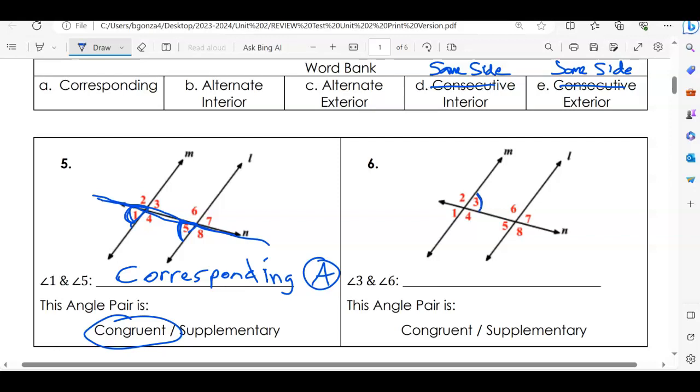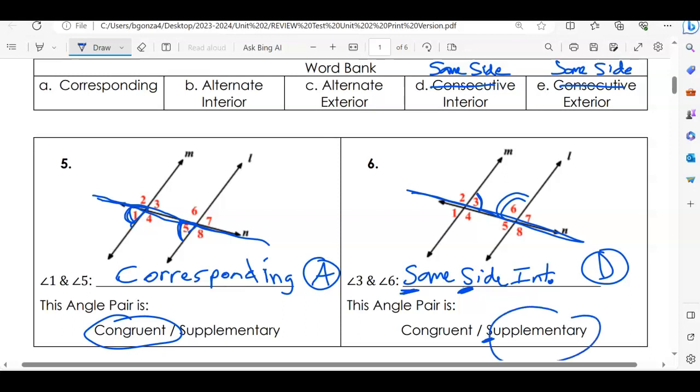All right, number 6, 3 and 6. So 3 is right here, 6 is right here. Now here's my transversal again. 3 and 6 are on the same side, and this time they're both in between the 2 parallel lines. So that would be same side interior, or consecutive interior, which is letter D. Okay. Now remember the S rule, same sides are supplementary. Cool. Flip it over or flip to the next page.